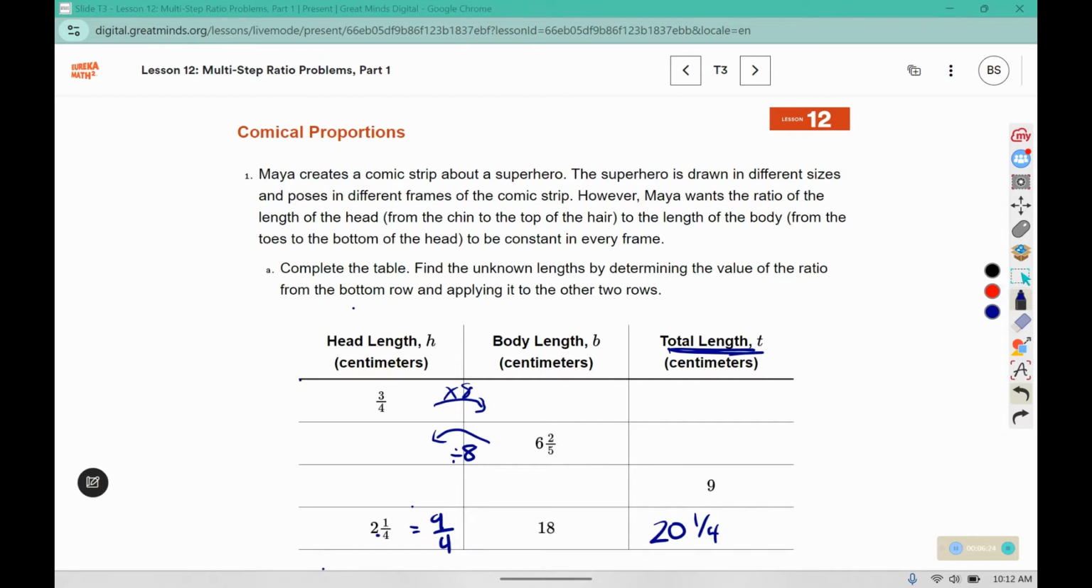All right, so 3/4 times 8. 3 times 8 is 24. With that invisible 1 underneath, we have a 4 there. 24 divided by 4 is 6. Now I need to add 3/4 and 6 together. That gives me 6 and 3/4.